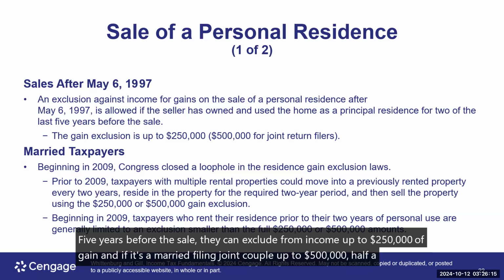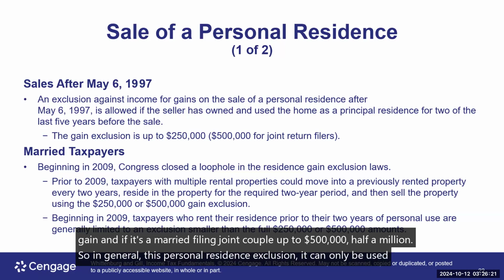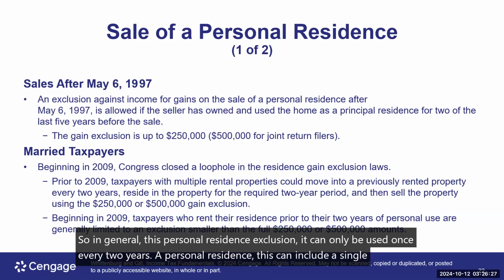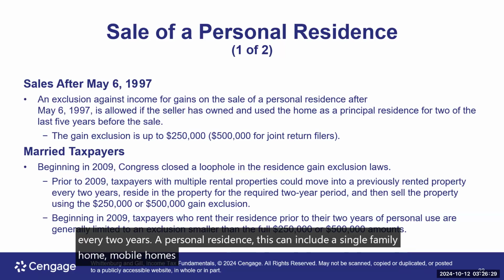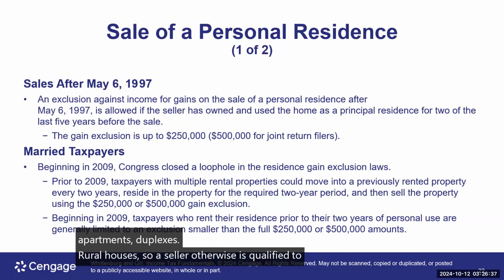In general, this personal residence exclusion can only be used once every 2 years. A personal residence can include a single family home, mobile homes, houseboats, condominiums, cooperative apartments, duplexes, row houses. So a seller is otherwise qualified to exclude the gain of the principal residence.